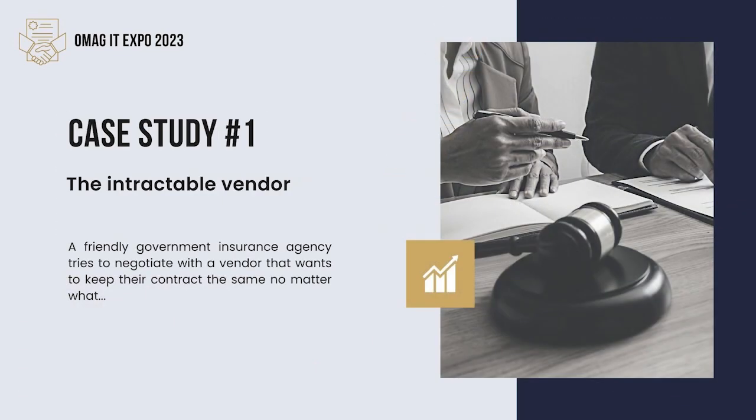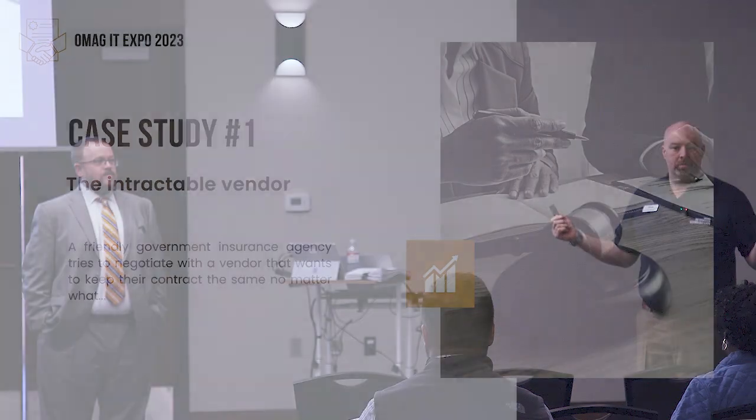How many of you have ever run into this? A friendly neighborhood government insurance agency tries to negotiate with a vendor that wants to keep their contract the same no matter what. We want to go buy a piece of software. In this case, this is a friendly government insurance agency. Don't say the name. Okay, I won't say the name, but it rhymes with Schmomag. Oh, I was saying the name of the vendor that we didn't go with. Oh, I won't say that, but the government insurance agency rhymes with Schmomag.